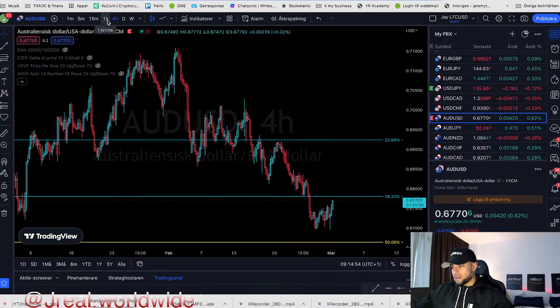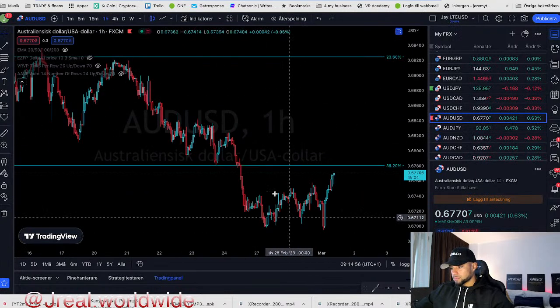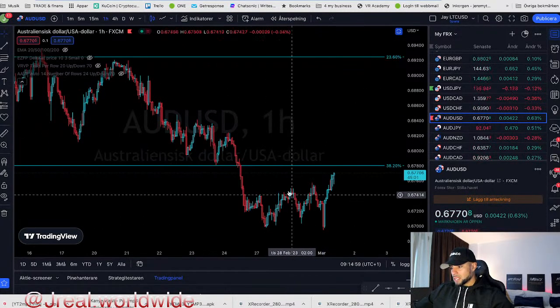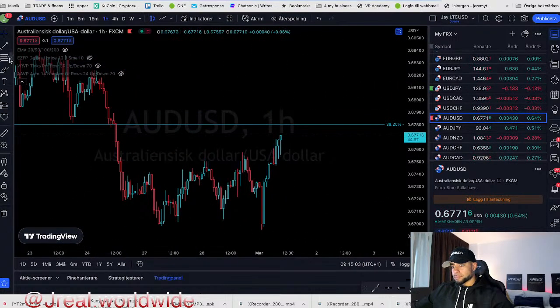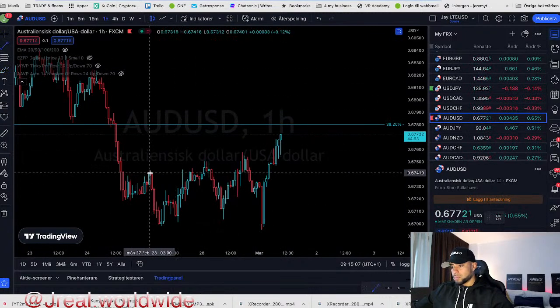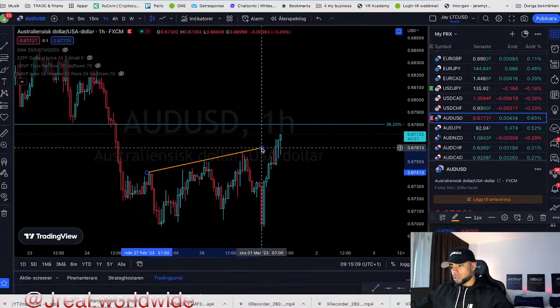So let's go to the lower time frames and see what we have. This is the structure that we just broke. Now, here's another thing. We're looking at this with good manners.